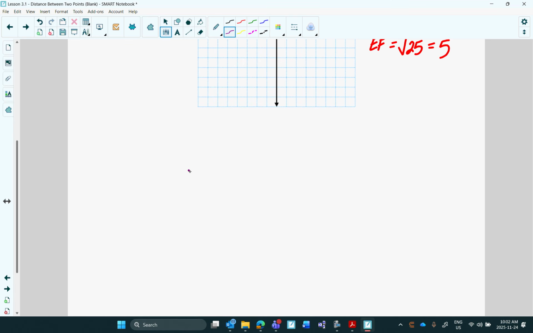So I can take the second x coordinate, subtract the first. That gets me the horizontal length. Second y coordinate minus the first gets me the vertical length. And now what did we do after that? We did Pythagoras, right? We had to square these and add them together.